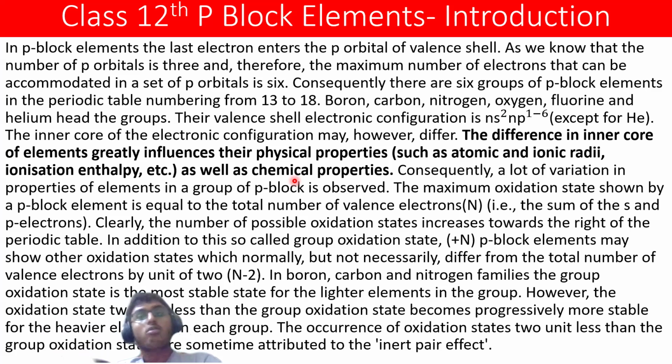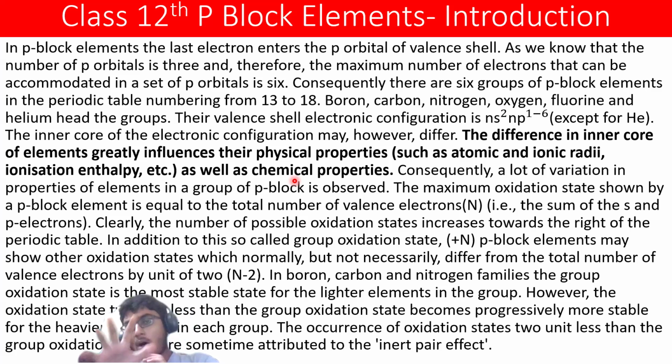And in addition to this, we see oxidation state plus N, isn't it? The number of valence electrons is N, so it is represented by plus N also. P block elements may show other oxidation states which normally, but not necessarily, differ from the total number of valence electrons by units of 2, that is N minus 2. Okay. And what this means, let me just tell you once again clearly.